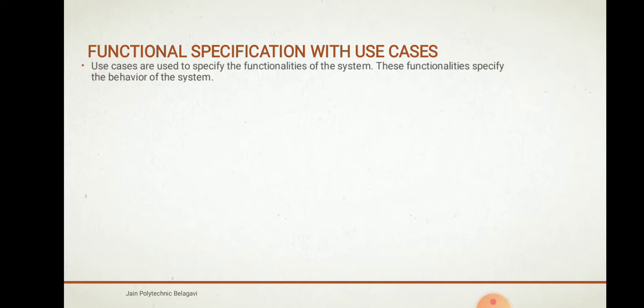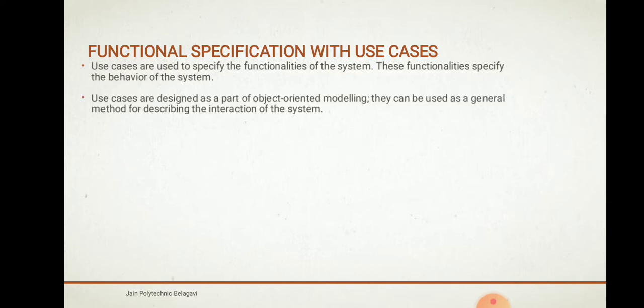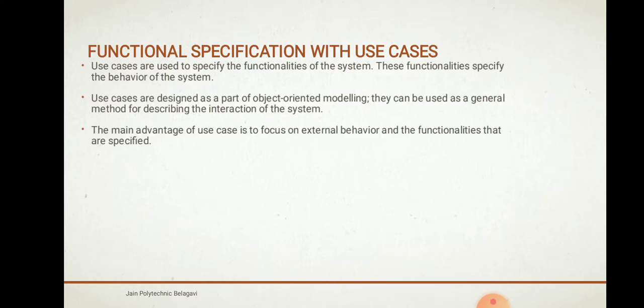So use cases are used to specify the functionalities of the system. These functionalities specify how a system should behave. Use cases are designed as a part of object-oriented modeling, so they can be used as a general method for describing the interaction of the system.